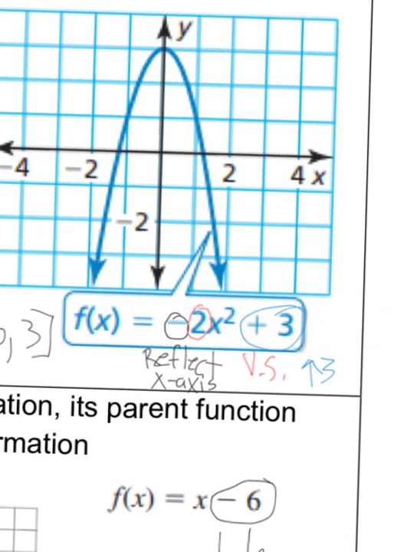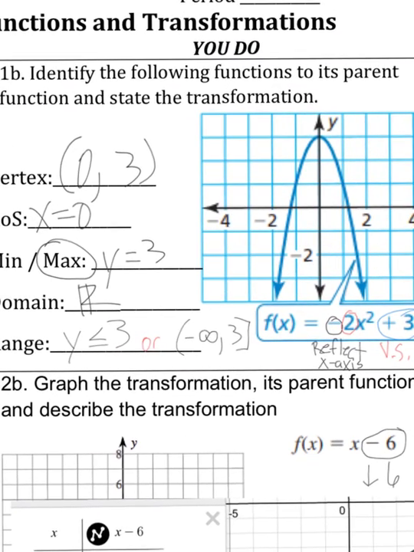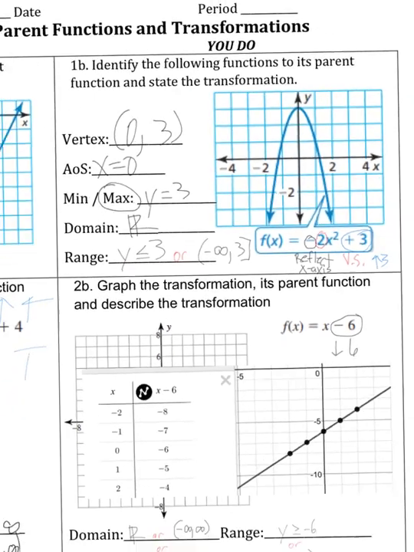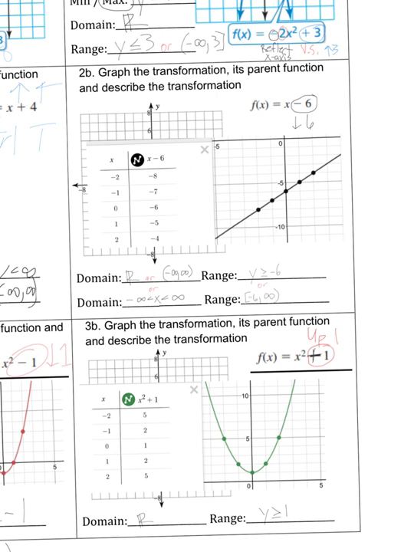So this one, the negative makes it reflect over the x-axis, the 2 makes it vertically stretched, the 3 makes it go up 3. And then for the vertex, you see the vertex here at 0, 3, so the axis of symmetry is x equals 0. The maximum point is at y equals 3. The domain will be all real numbers. And since it's going down forever, I say y is less than or equal to 3. Or you say -infinity, comma, 3 in a bracket. -infinity is in parentheses.